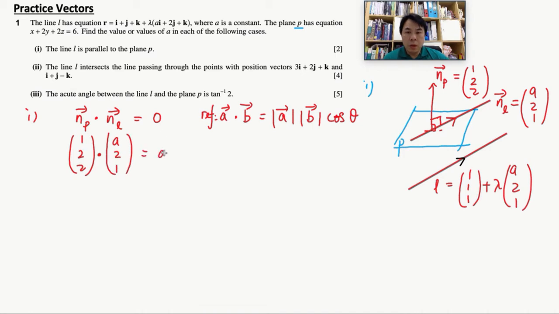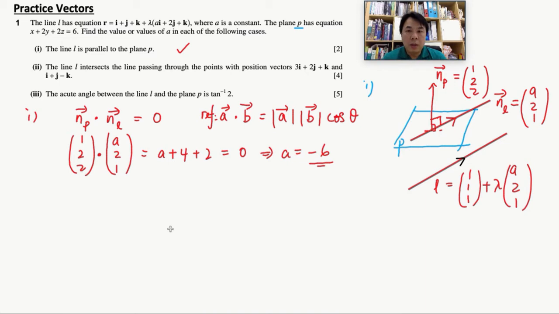And then that will yield A plus 4. 2 times 2 is 4, and then 2 times 1 is a 2. This whole result must be equal to 0. Therefore, we can obtain our A to be -6 here. Right. So that is our first value of A that satisfies these conditions. Right. Now I hope that is clear for number 1.